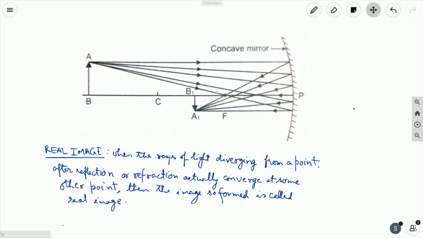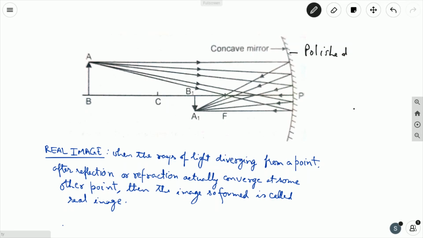Now here we look at a concave mirror. A concave mirror is a mirror whose inner side is reflecting, and outer side is polished. This kind of mirror is called a concave mirror.